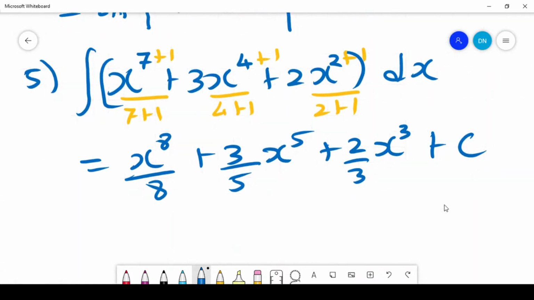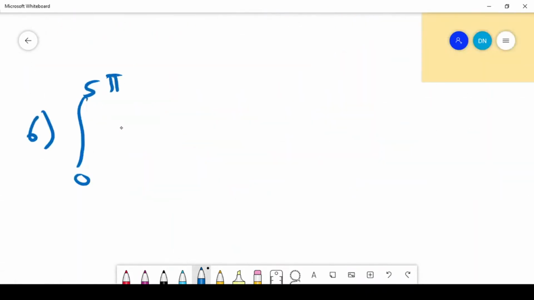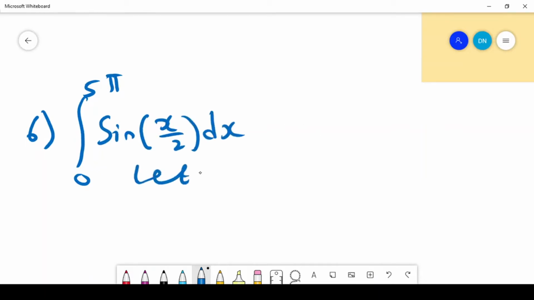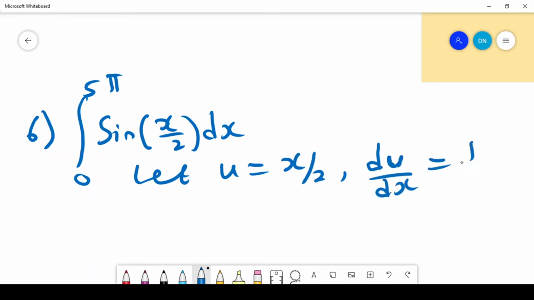And then we have the integral of pi sine of x over 2 dx. So what I'll do is I let u equal x over 2, then du over dx is equal to a half.